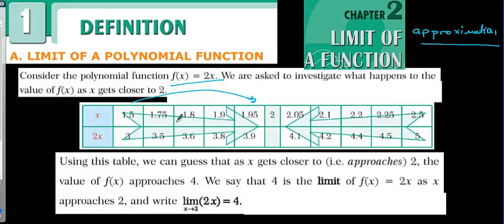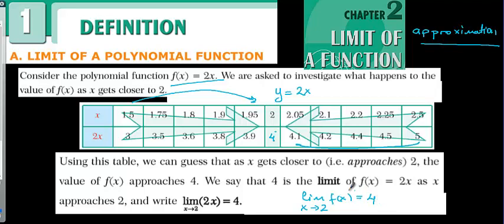Now, as you see here, when x is getting closer to 2, the y values, because y is equal to 2x, are all getting closer to 4, normally. This one is getting closer to 4, and from this side also closer to 4. In the end we are going to say the limit as x tends to 2 of f(x) is equal to 4.